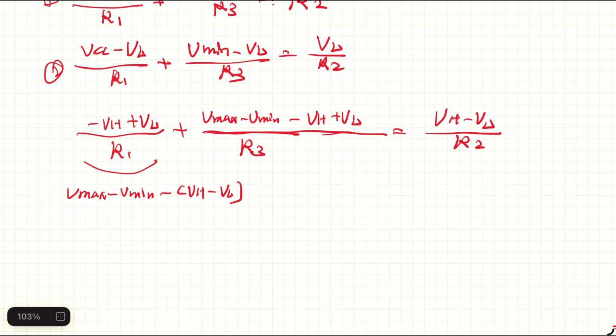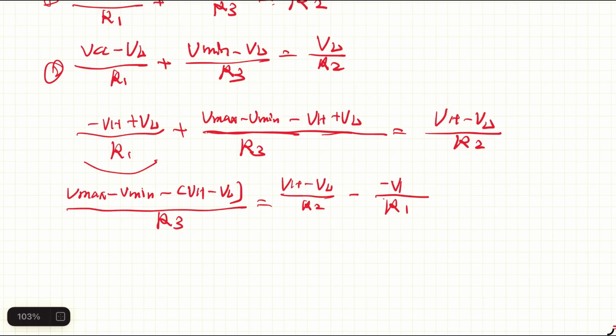I put the V high V low into a bracket, so change the sign in the middle, then divide by R3. And this moves to that side, we have V high V low, R2 minus R1, minus V high plus V low. Okay, let's move this side, change the sign. We get a plus sign here and the minus sign here.